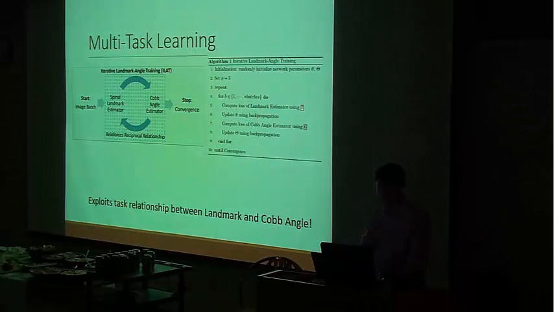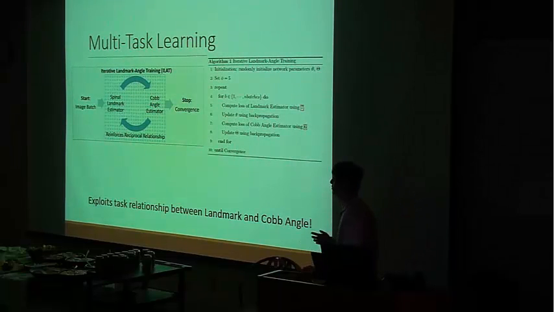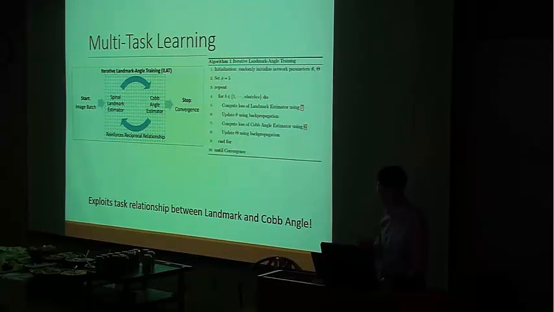So the next task is MultiTask Learning. In this case, what you want to do is exploit the relationship between detecting spinal landmarks as well as measuring curve angles. This is done using an iterative training algorithm, which essentially, for each image batch and each iteration, first partially trains your spinal landmarks, then trains your curve angle estimator, and then goes back to training your spinal landmarks.